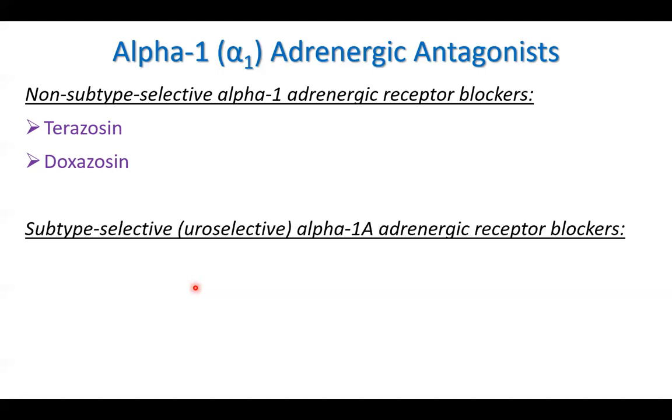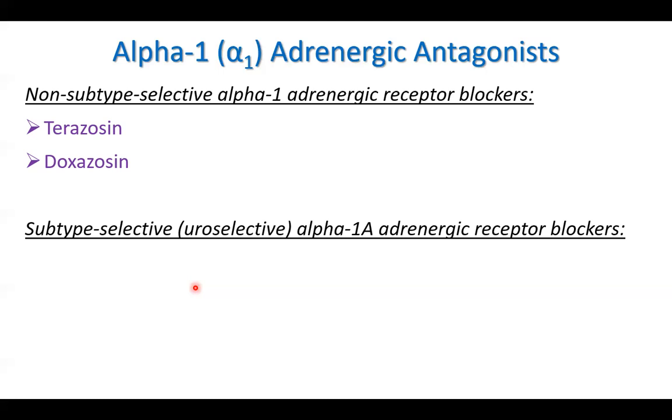But if somebody doesn't have any blood pressure problem, we have discovered some subtype selective drugs, which are more selective for alpha-1A. Again, all these drugs which we call selective, if you increase their dose, they have some cross reactivity and act on other receptors as well. They are more specific for alpha-1A, meaning they act on the alpha-1 receptors present in the urinary tract.